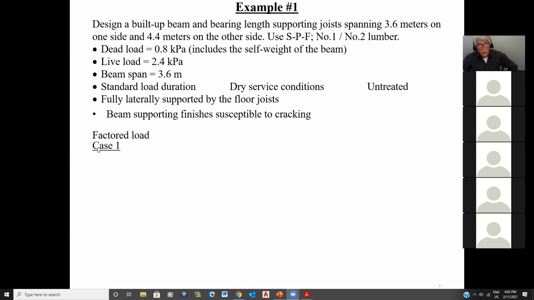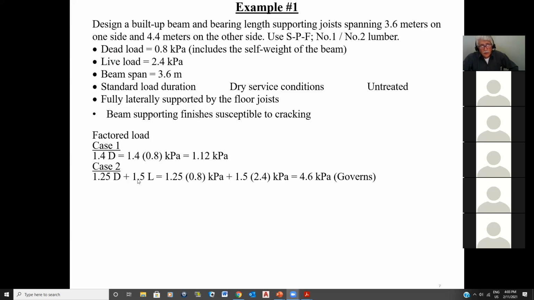So for load combination 1, I get 1.4 times D, so I get 1.125 kPa. And for case number 2, I end up getting 1.25 D and 1.5 L. Of course, the higher of the two is the one that governs. So this becomes my design load right here, 4.64. Now, I need to take this pressure and turn it into a uniformly distributed load, so I can know the load carried by the beam. The WF, which is a uniformly distributed load, is the factored load times my tributary width.